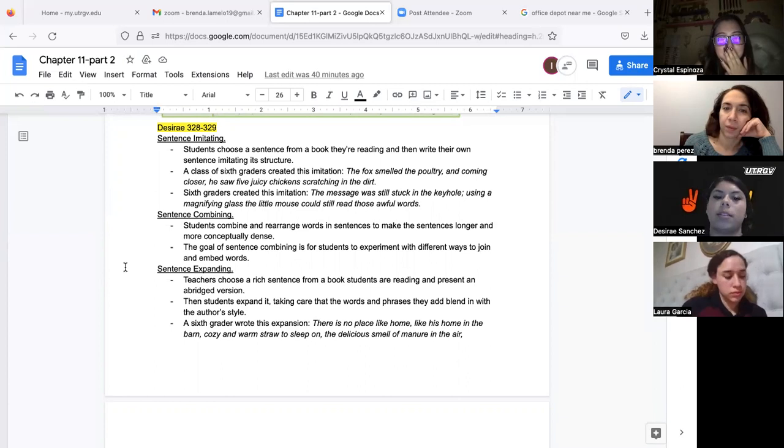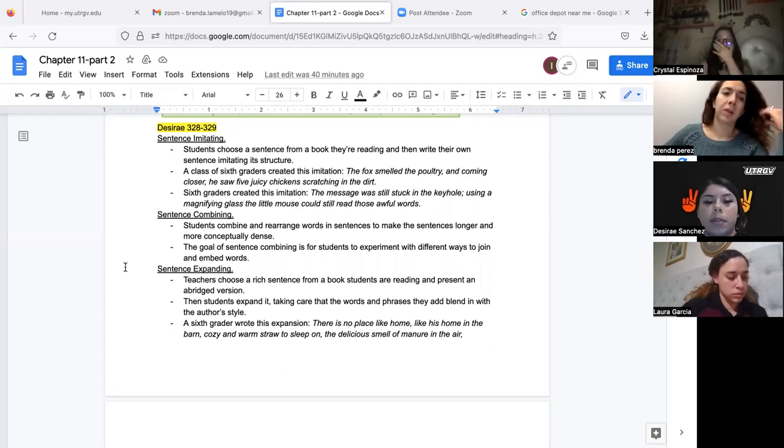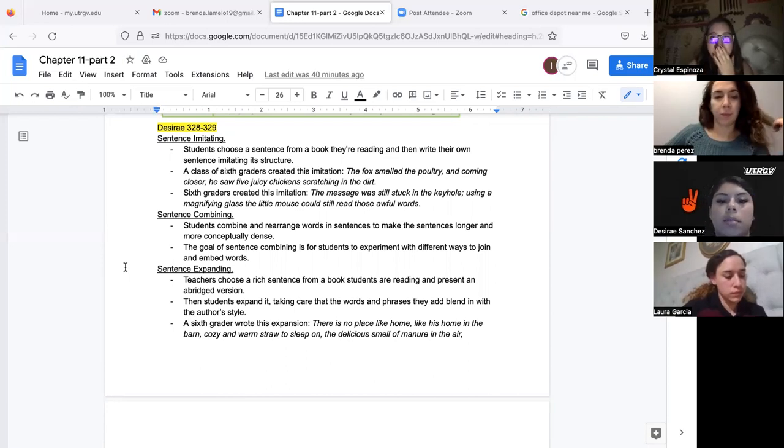6th graders created this imitation. The message was still stuck in the keyhole. Using a magnifying glass, the little mouse could still read those awful words. Sentence combining. Students combine and rearrange words and sentences to make the sentences longer and more conceptually dense. The goal of sentence combining is for students to experiment with different ways to join the embedded words.